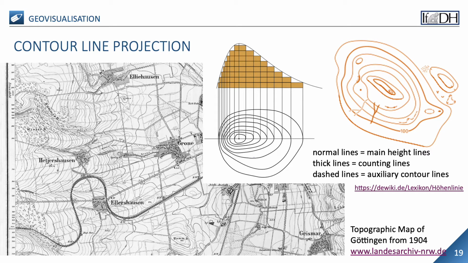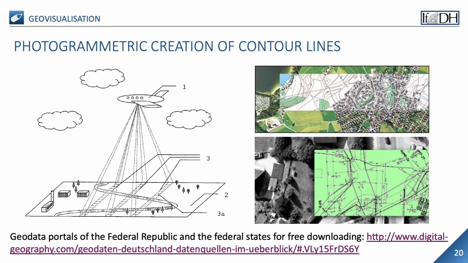The contour lines therefore make the shape and the slope of the terrain visible. The closer the lines are together, the steeper the terrain. The further apart they are, the flatter it is.